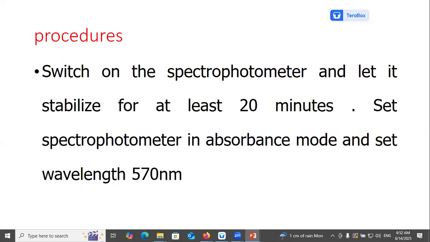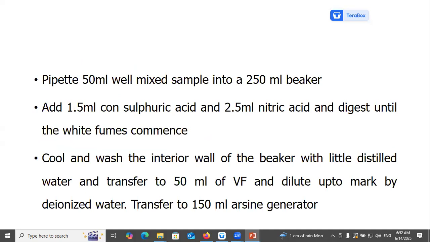Switch on the spectrophotometer and let it stabilize for at least 20 minutes. Set the spectrophotometer in absorbance mode and set wavelength 570 nanometer. Pipette 50 ml of well-mixed sample into a 250 ml beaker. Add 1.5 ml conc. sulfuric acid and 2.5 ml nitric acid and digest until white fumes commence. Cool and wash the interior wall of the beaker with a little distilled water and transfer to a 50 ml volumetric flask and dilute up to the mark with deionized water.